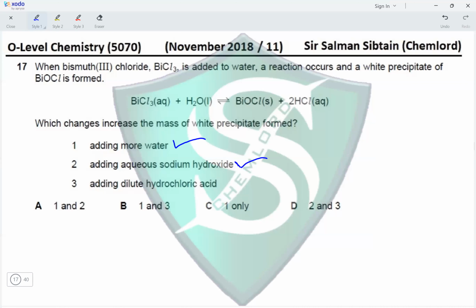Adding dilute hydrochloric acid. If we add dilute hydrochloric acid, the concentration of the products would increase, causing the equilibrium to shift backwards, resulting in a decrease in the quantity of the white precipitate of BiOCl. So this is incorrect. So out of the three changes, changes 1 and 2 are correct, making option A the correct option for this question.